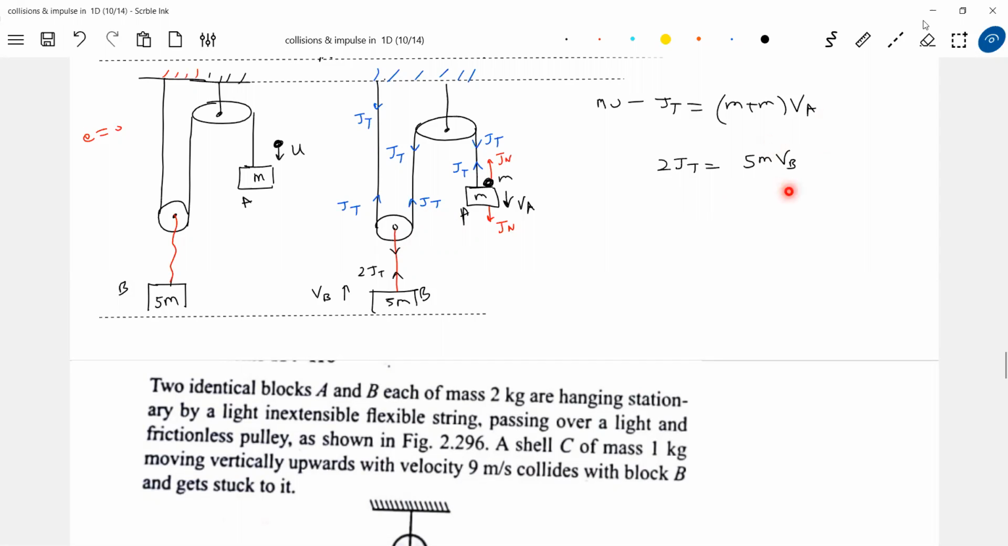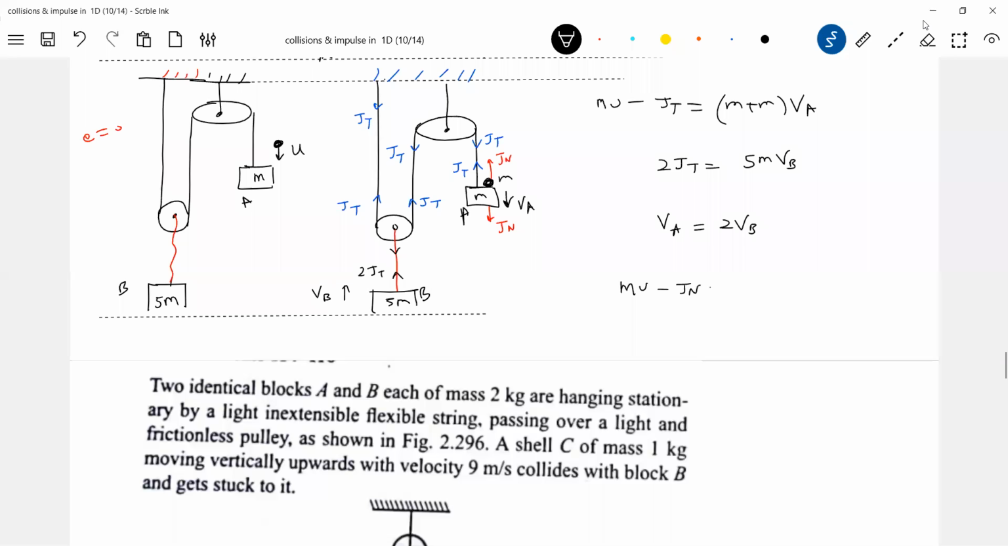But how many unknowns are there? VA, VB. Again, what is the constraint equation? When this pulley moves by 1 meter, this will move 2 meter. So therefore here VA equals 2 VB. Solve it. Can we calculate Jn? Yes, we can calculate Jn. After getting this, how to calculate Jn? Only on the bullet.